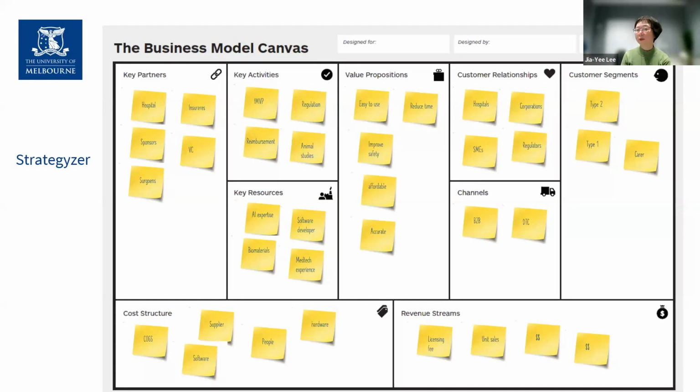Do you have one customer segment or do you have multiple customer segments? And if you have multiple customer segments, they may have different partners and different value propositions. So don't assume a one-size-fits-all approach. And you may have to consider that your cost structures might be different depending on your customer segment, and your revenue streams might be different depending on your customer segment as well.